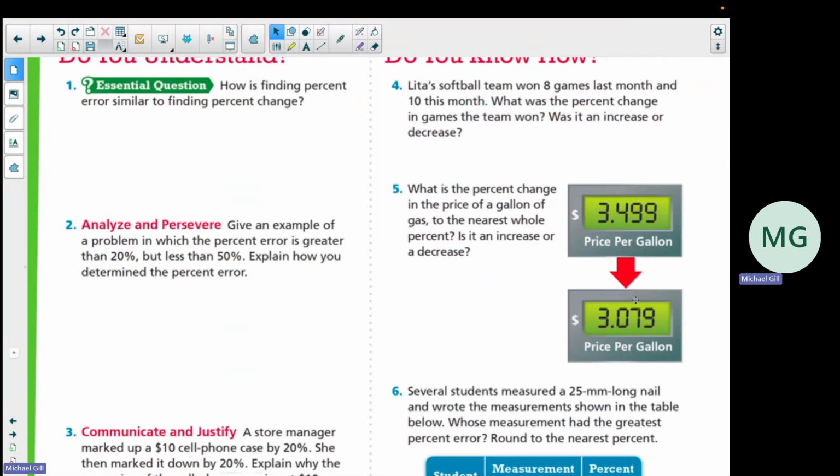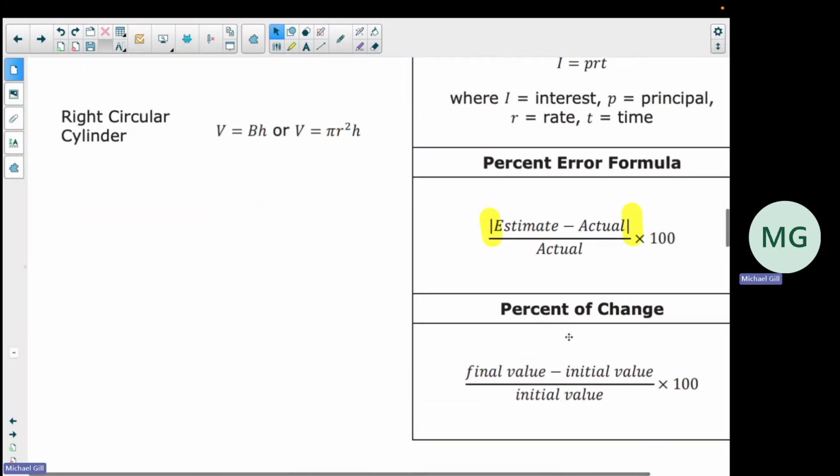We did this one in class. They were supposed to do it. They do have to figure out what was the initial and what was the final, because that was in that formula. I'll go back to it. So initial and final. Initial is kind of like original.